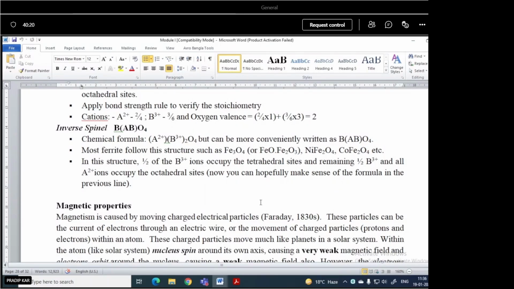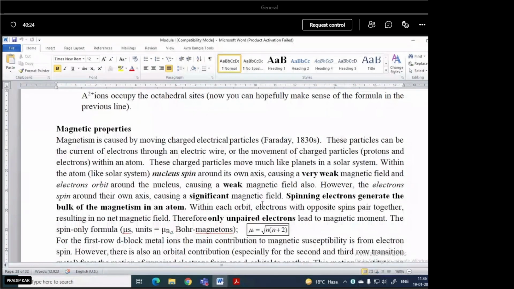Using crystal field theory, it is possible to get the value of the magnetic moment for the complex compound. So quantitative interpretation of the magnetic property of the coordination compound is possible using crystal field theory. Actually, this is the disadvantage of valence bond theory.